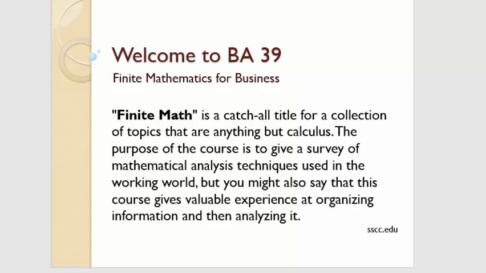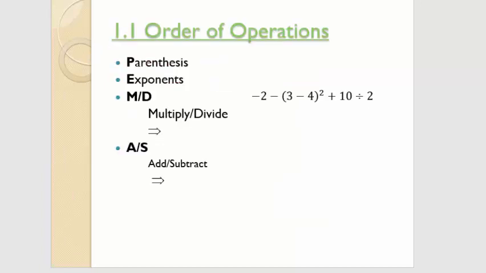So let's get started. The first review topic of algebra is the order of operations. You'll see on the left-hand side that I've listed what the order of operations is for calculating an expression. The first thing you want to do is go inside the parentheses and complete that first. Then take care of any exponents. Then multiply and divide left to right, and then add or subtract.